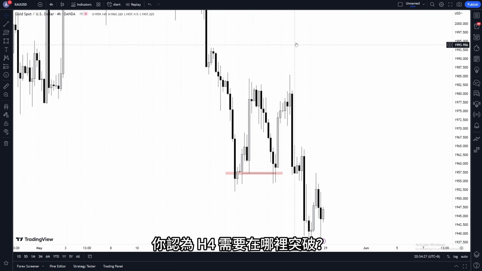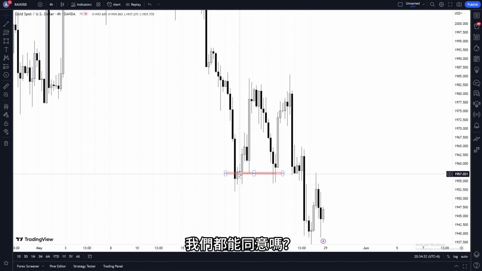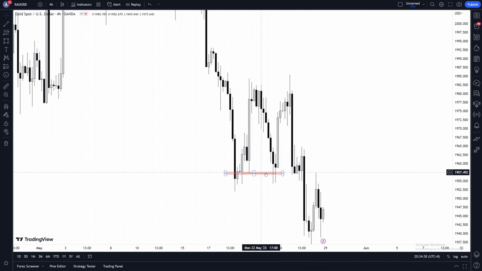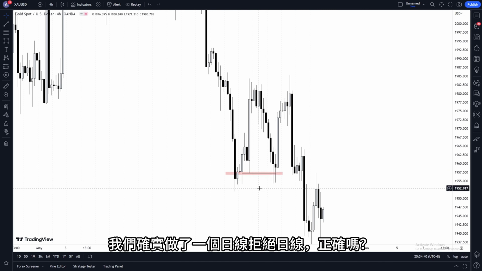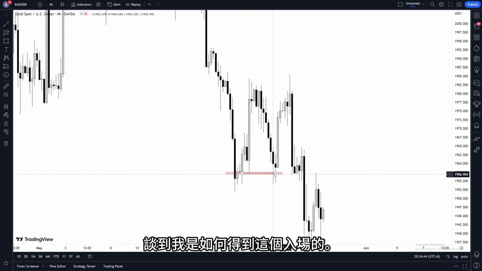Where do you think H4 needs to break out? You see how daily rejected daily here, correct? Can we all agree? Let's slow down for a second. Can we all agree that we have done a daily reject daily? Yes, we have. We have done indeed a daily reject daily, correct? Now, that was during this day, and I even talked to you guys about how I got this entry.